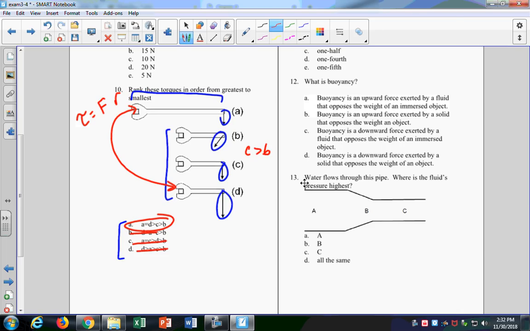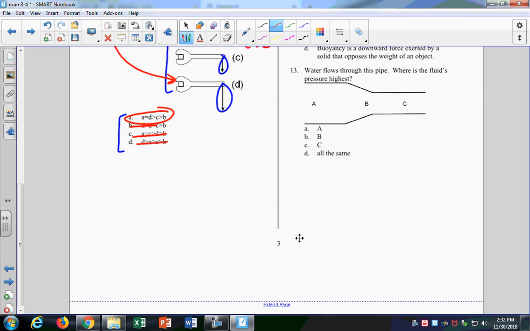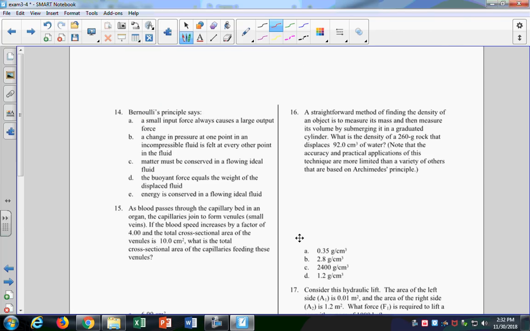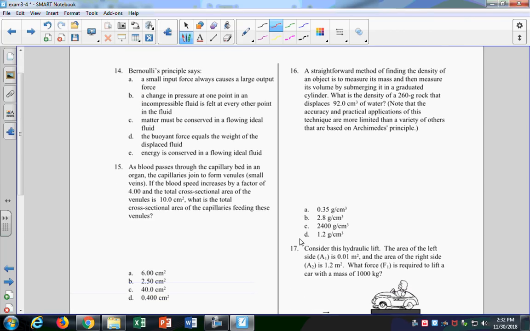All right, let's move down and look at some of these others. I have a seminar at 3, so unfortunately we can't go past 3.